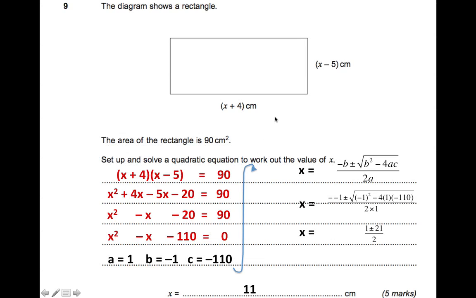and the good thing about maths, you can go back to the original question and say, does that actually work? Does that make sense? Well, if x is 11, then this side is 11 minus 5, which is 6. And then this side is 11 plus 4, which is 15. So the rectangle is 6 centimeters by 15 centimeters. And that does indeed give an area of 90 centimeters squared.